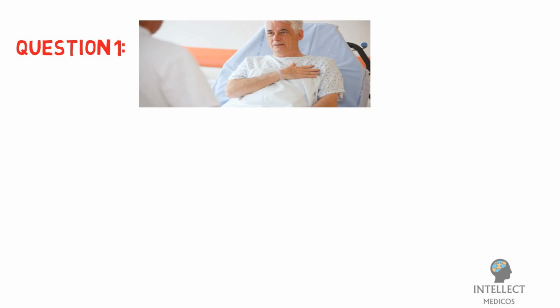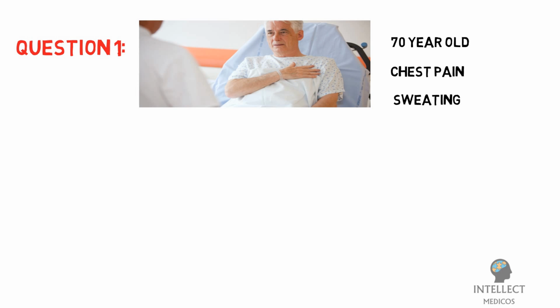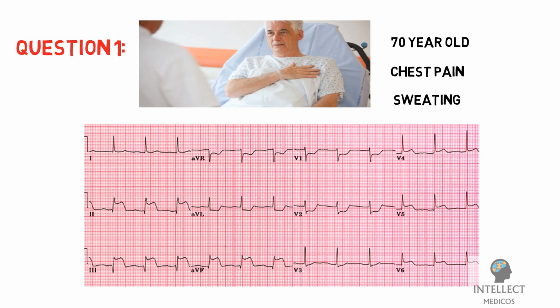So question number 1. A 70-year-old man came to emergency with chest pain and sweating all over the face. An ECG was taken upon arrival. What does this ECG show? Now pause this video and try to interpret this ECG.